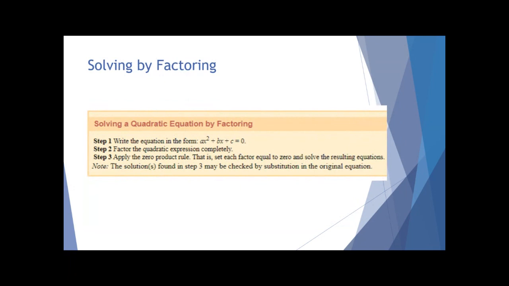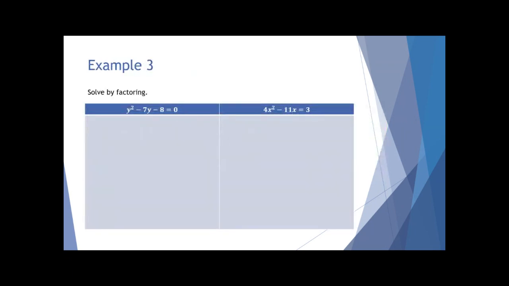So now let's actually get into solving by factoring. To solve a quadratic equation by factoring, first you have to put it in the form where it's equal to 0. Then you factor, and then you apply the zero product rule. And you can always check your answers in the original problem, which is the best place to check it, just in case you factored wrong. So let's get going on these.